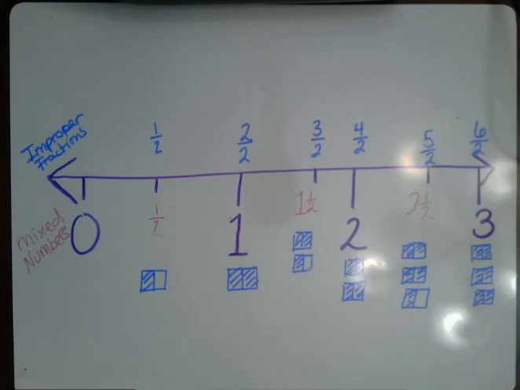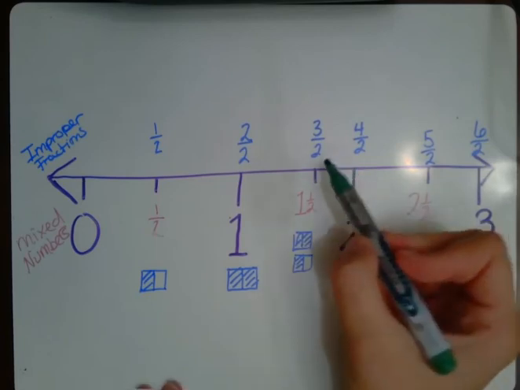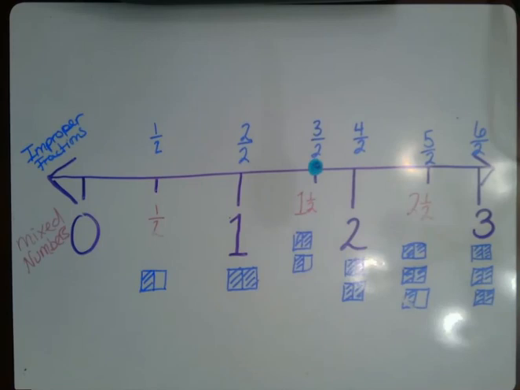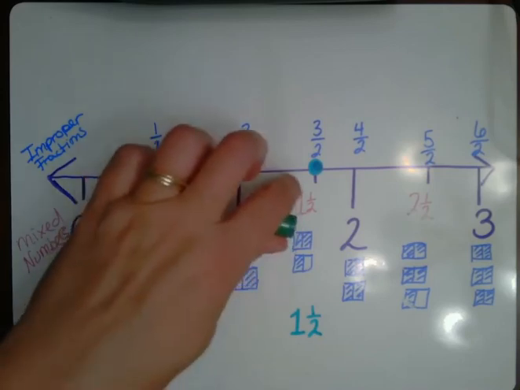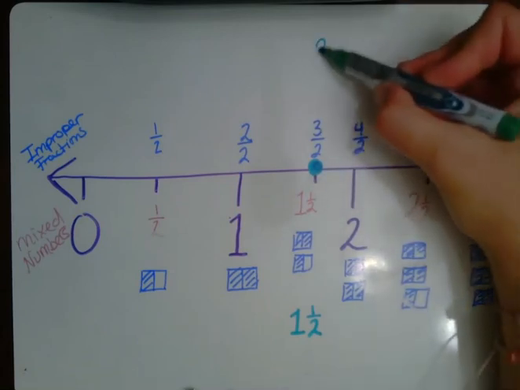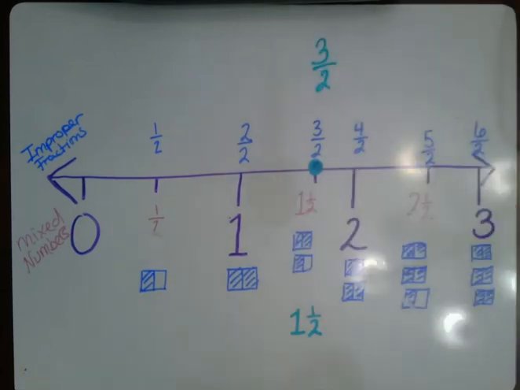So if I were to get a question that asked me what the value was of the dot on the number line, as a mixed number, the value is 1 1/2. If I were asked what the value is of that same dot on the number line, I'd look above it, and that value would be 3 1/2.